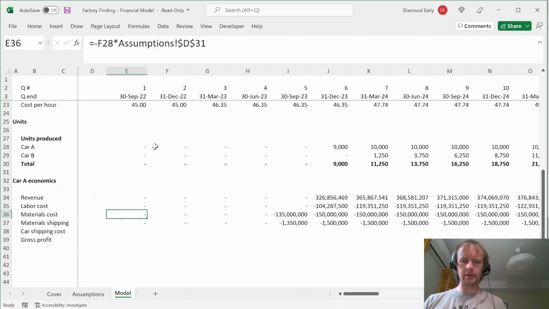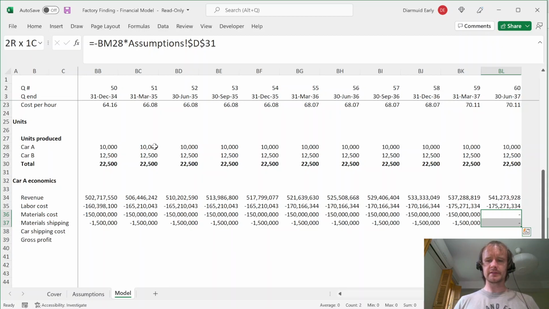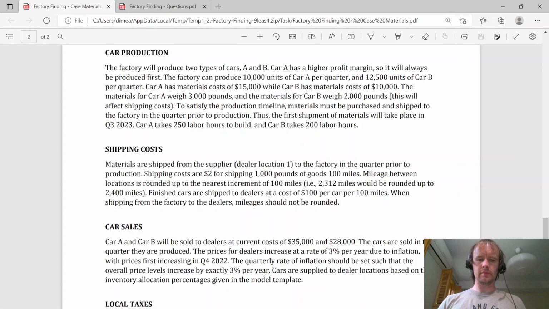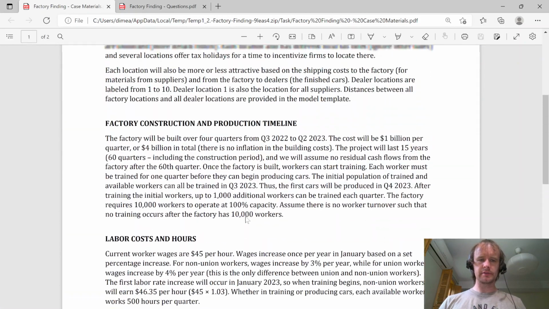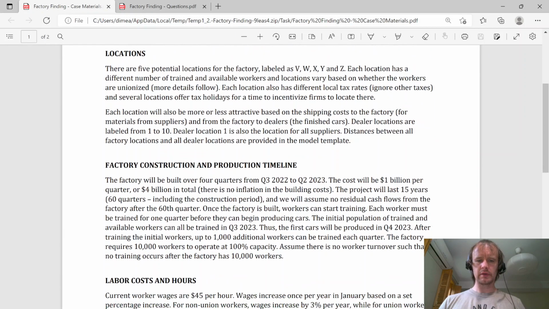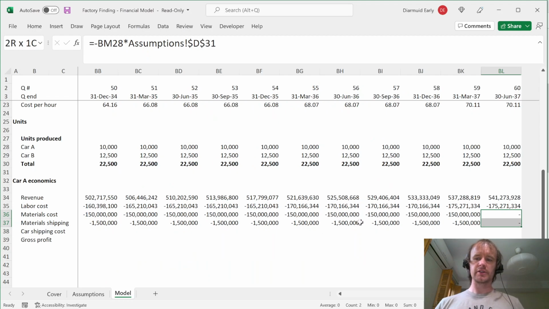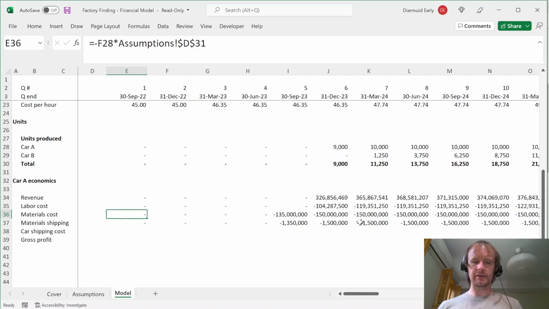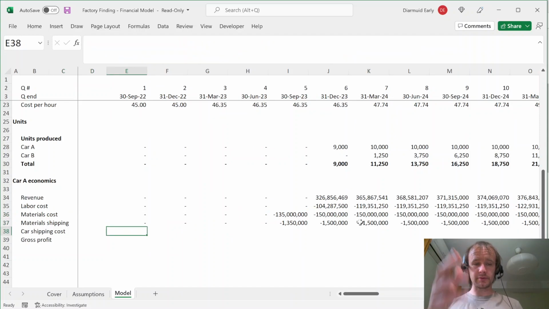Now there's a weird thing going on here. I did check in the answers, this is sort of deliberate, or at least consistent with the given answers. We're told we're modeling it for the first 15 years and assume no residual cash flows from the factory after the 60th quarter. So we are actually implicitly assuming we're not even buying in materials to build new cars after that. I don't know what that means. Maybe the factory is getting shut down after 15 years, or maybe we're selling it, but we're screwing over the person we're selling it to. That seemed a little weird to me, but anyway, it is what it is.